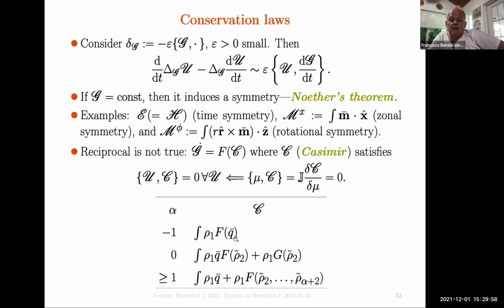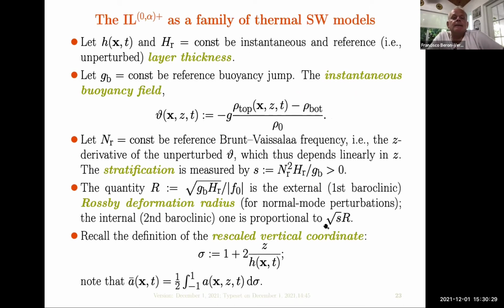But vorticity still appears when alpha is larger than one, but not in an arbitrary way, only linearly. And that has consequences for the power of these structures, or the ability of these structures to constrain the system. And the most useful, perhaps, theorems of stability come when you have an arbitrary function of vorticity. Okay, so that said, let me go on to explain why these are a family of thermal models.